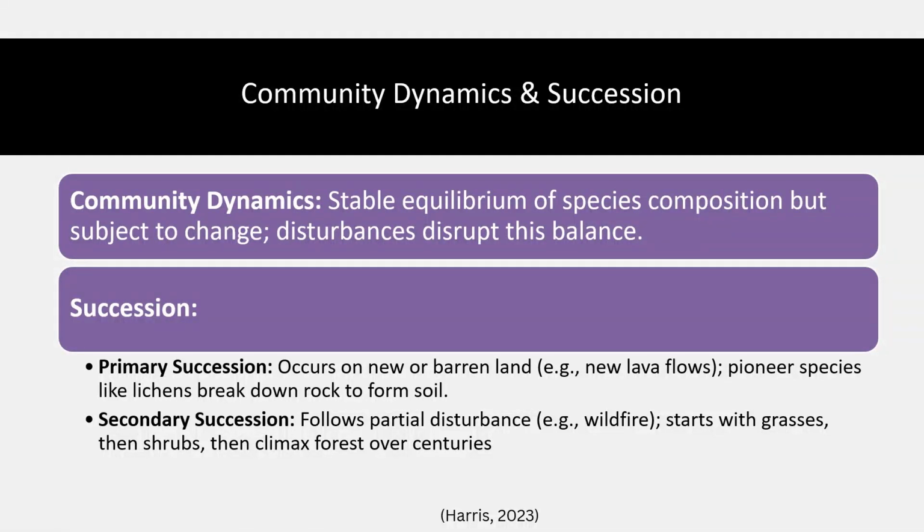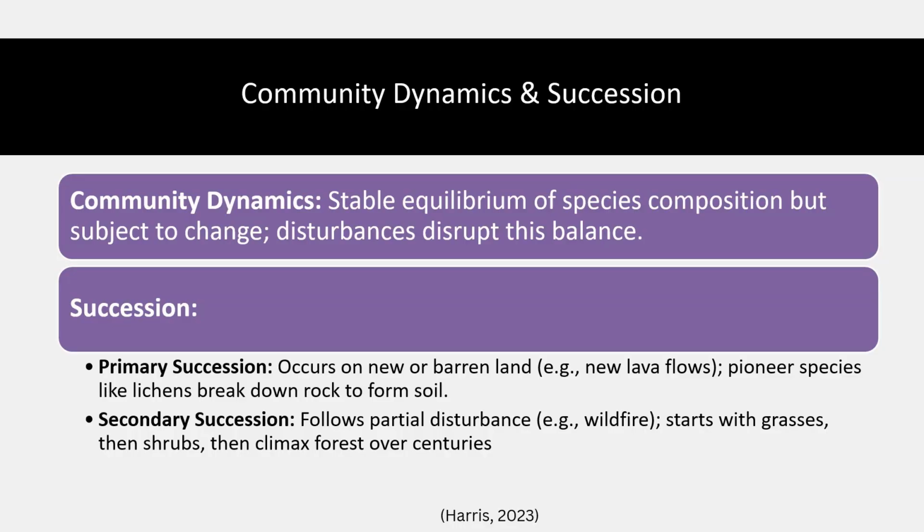The last thing we're going to talk about is community dynamics and succession. Communities aren't static. They may appear stable, but disturbances can change species composition. Succession is the process of change over time after a disturbance. Primary succession starts when there's no soil, like a new lava flow. You have pioneer species like lichens that help create soil. These are the first organisms that are coming, and as they die, their bodies will start to break down into organic matter, and that starts to form that initial soil. So it's the primary succession.